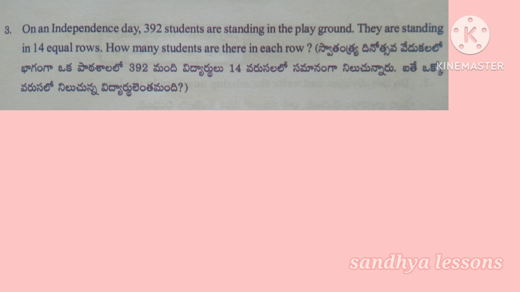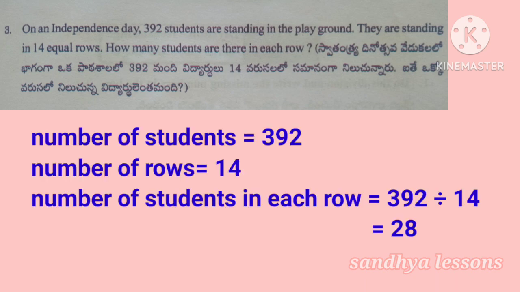Third problem. On an Independence Day, 392 students are standing in the playground. They are standing in 14 equal rows. How many students are there in each row? Solution. Number of students is equal to 392. Number of rows is equal to 14.